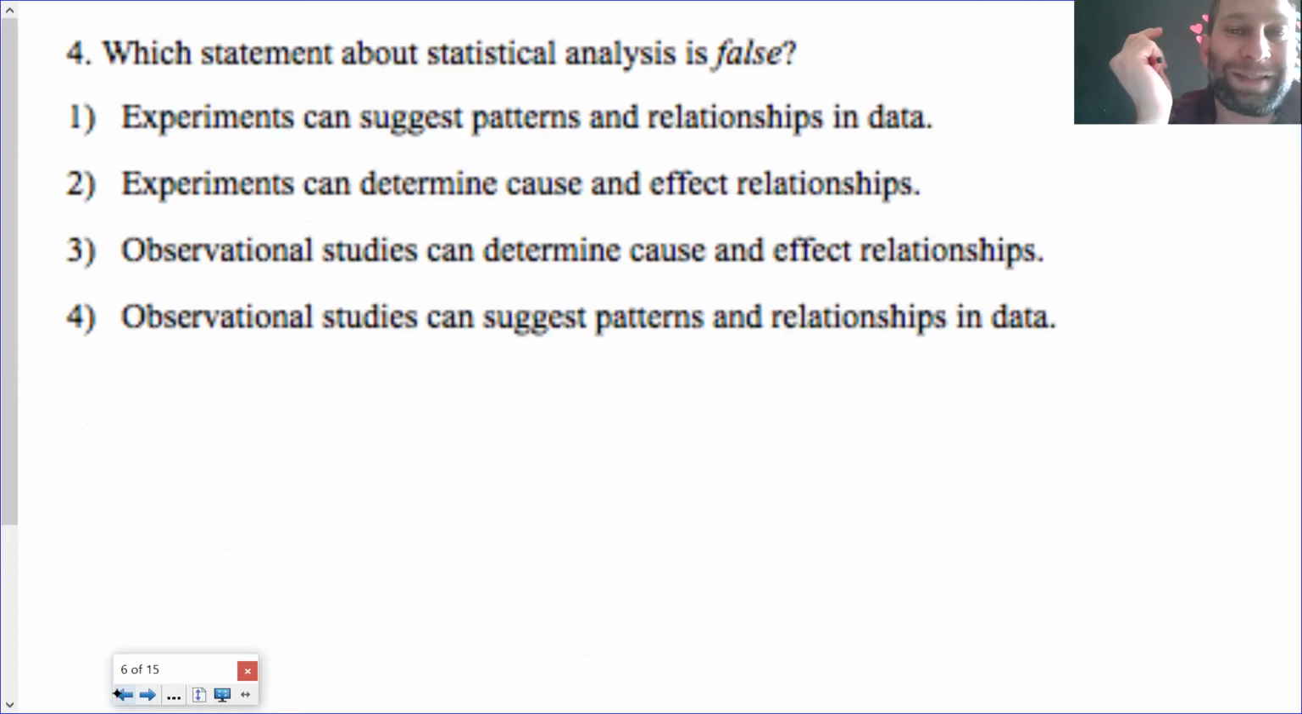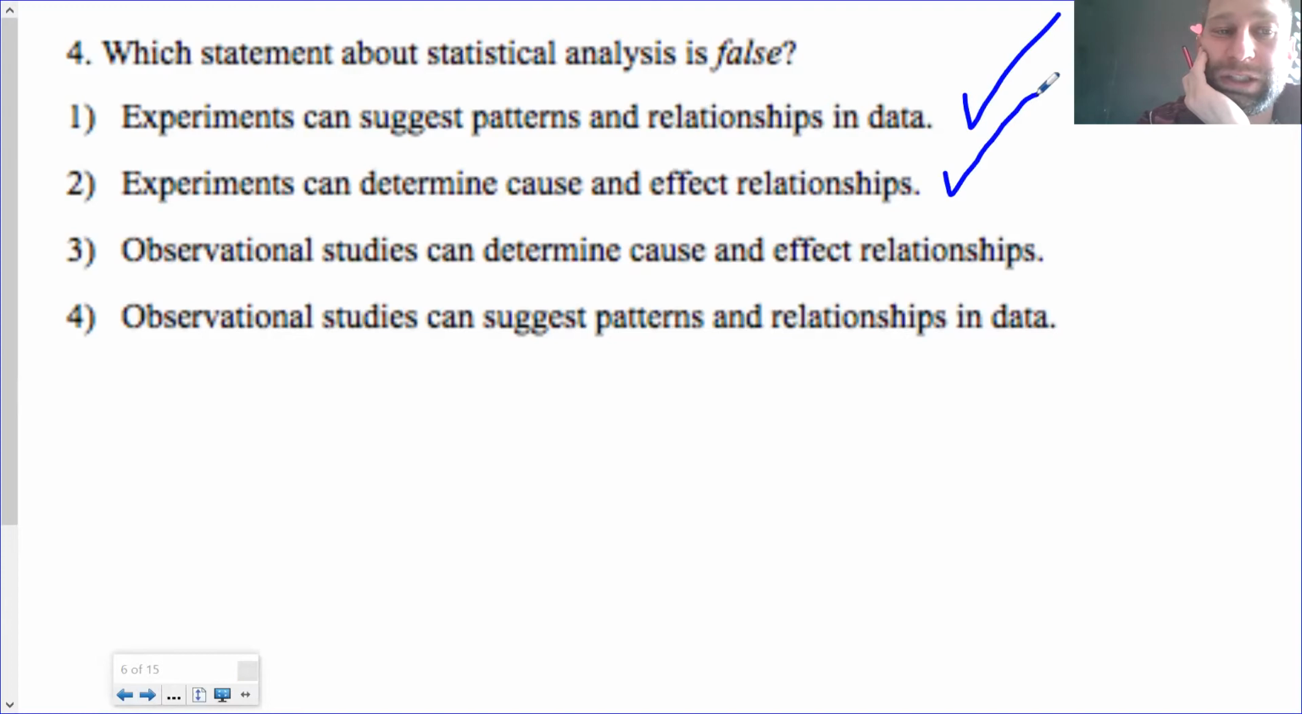Which statement about statistical analysis is false? Experiments can suggest patterns and relationships in data. Yes, they all can. Experiments can determine cause and effect relationships. Yes, controlled experiments are the only ones that can determine a cause and effect relationship. Observational studies can determine cause and effect relationships. No, the only one that can determine a cause and effect relationship is to perform a controlled experiment.